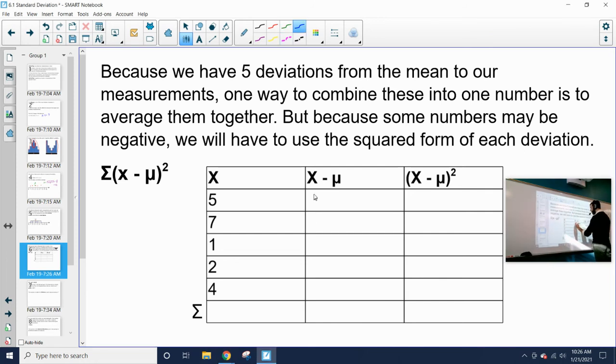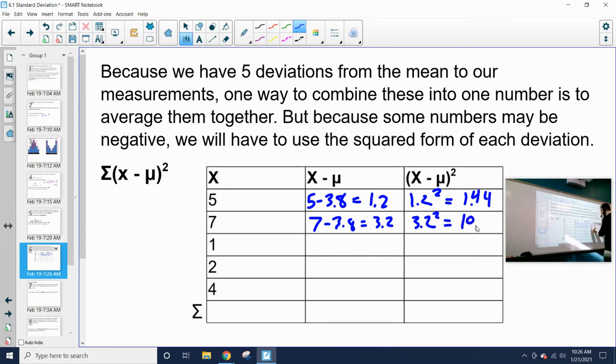So for example, I'm going to do 5 minus 3.8, and that's going to give me 1.2. And then I'm going to take 1.2 and square it. So 1.2 squared equals 1.44. Then I'm going to do the next thing with my next data point. So 7 minus 3.8. I'm subtracting that mean once again that I found. That gives me 3.2. Then I'm going to square that value, and that gives me 10.24.